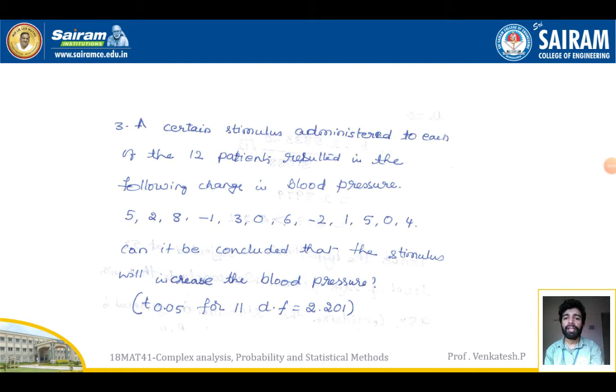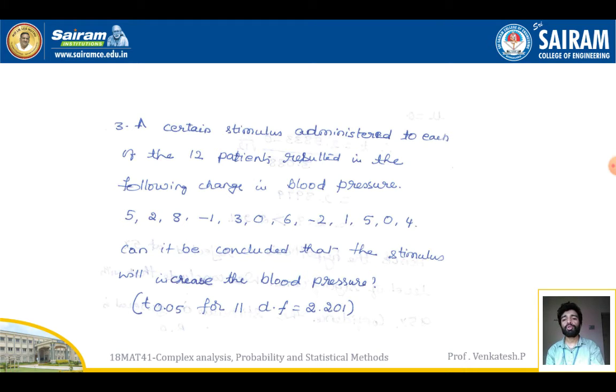Next example. A certain stimulus administered to each of 12 patients resulted in the following changes in blood pressure: 5, 2, 8, minus 1, 3, 0, 6, minus 2, 1, 5, 0, 4. Can it be concluded that the stimulus will increase the blood pressure? So we have to check the hypothesis with 11 degrees of freedom. The value is 2.201, as they have given.